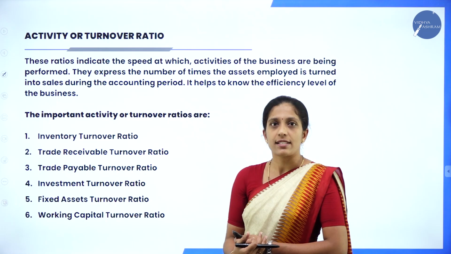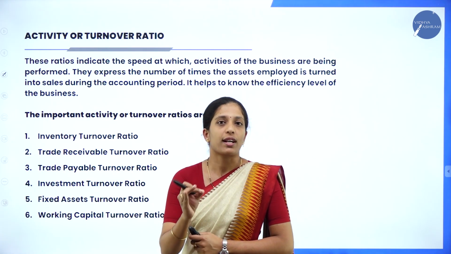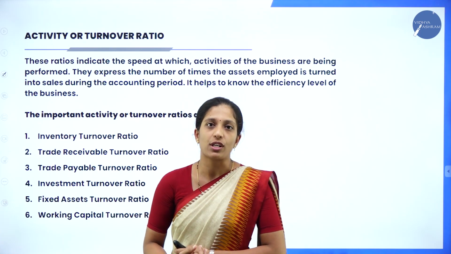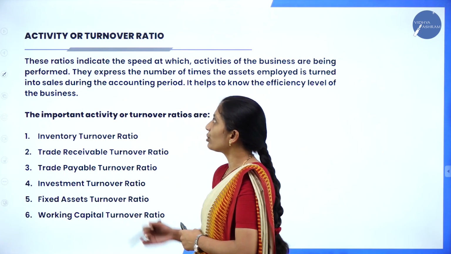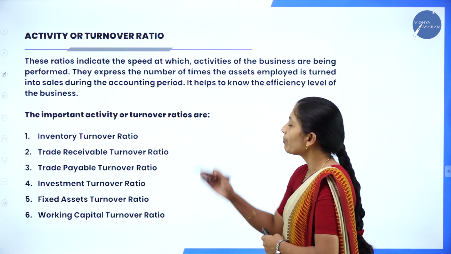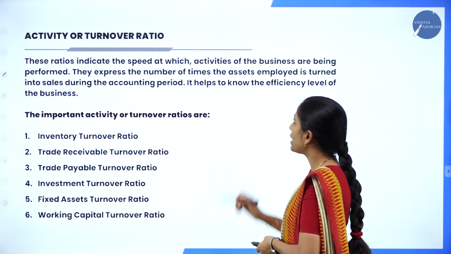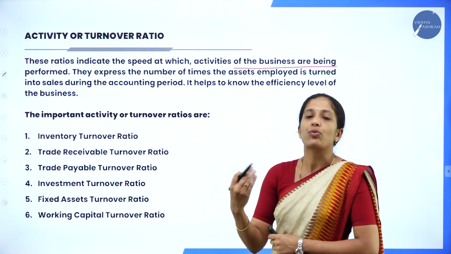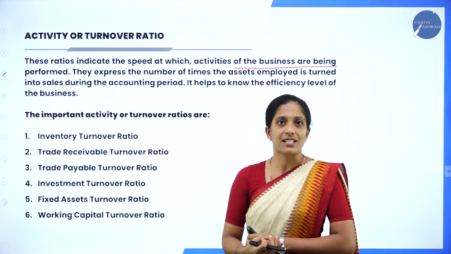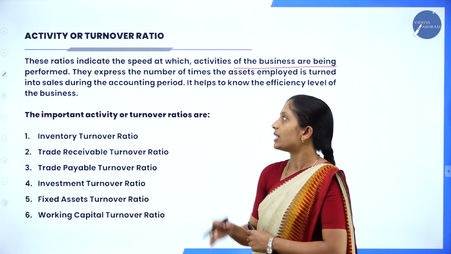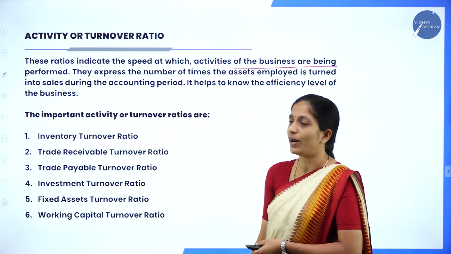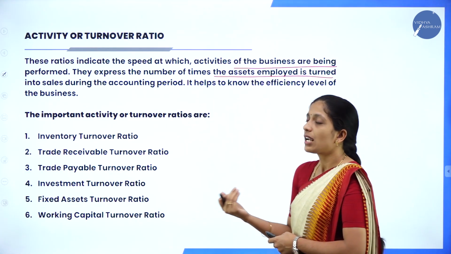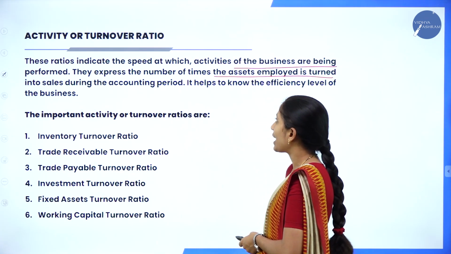Now let us see what this ratio is, and it is very important. Whatever problems I am going to discuss in this particular session, it is very important for 12 marks. So go through this activity or turnover ratio. These ratios indicate the speed at which the activities of the business are being performed. At what speed the activities of the business are performed can be measured in terms of activity or turnover ratio. They express the number of times the assets employed are turned into sales during the accounting period.